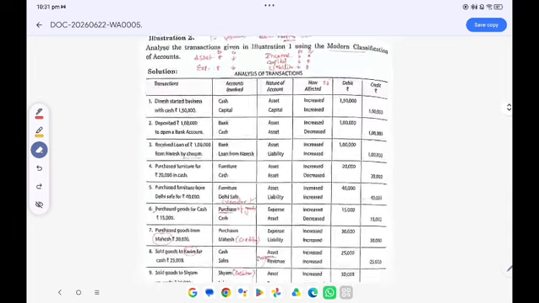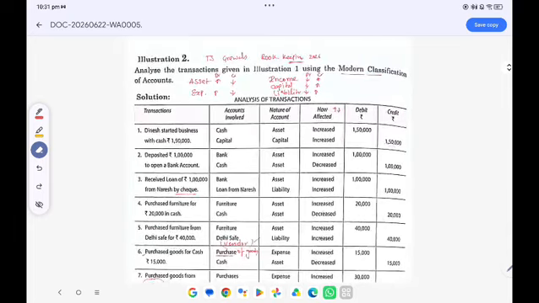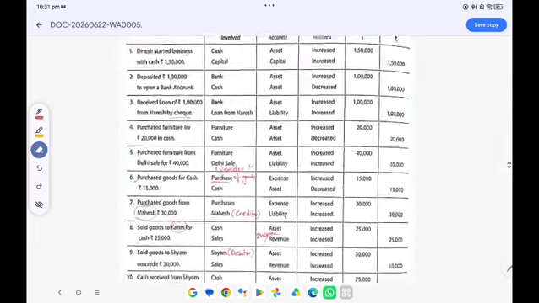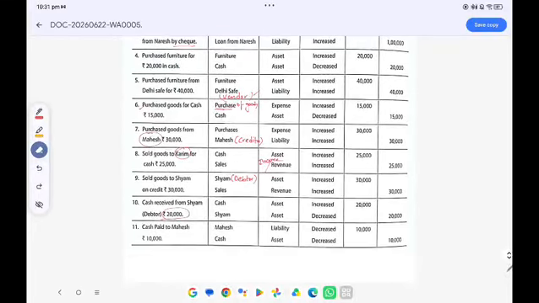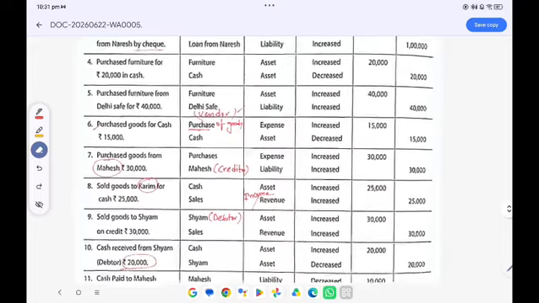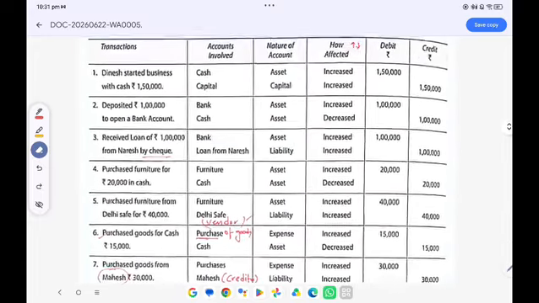Okay, so I hope you understand the traditional approach in the previous video and the modern classification in the current video. Observe carefully, these are the basics for your journal entries. If you understand this properly, your journal entries will be easy.